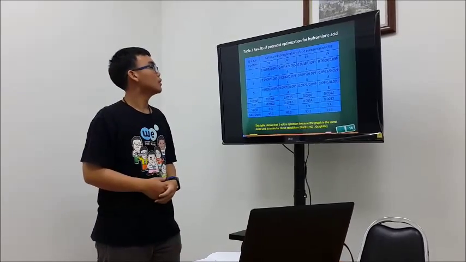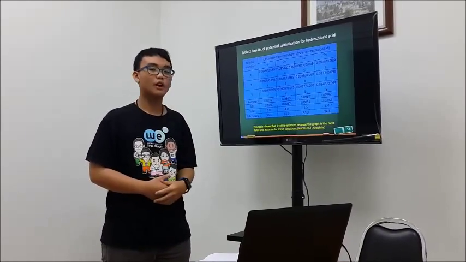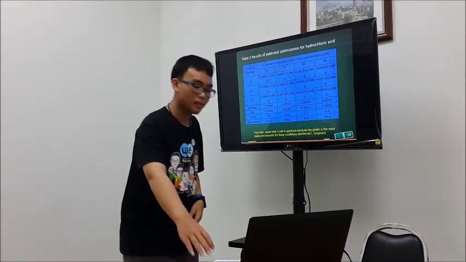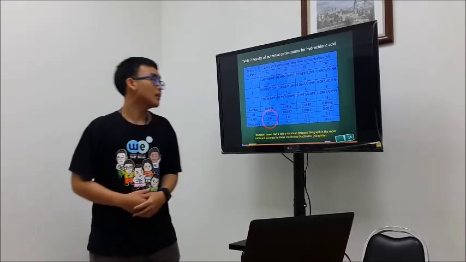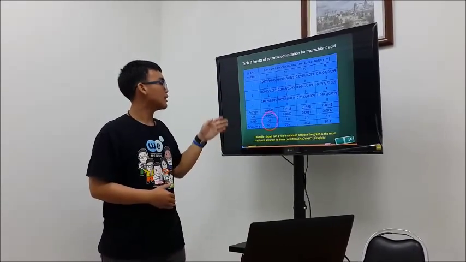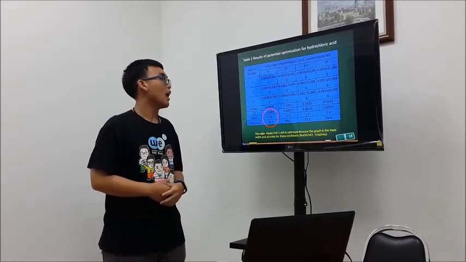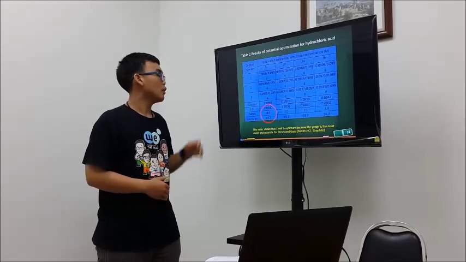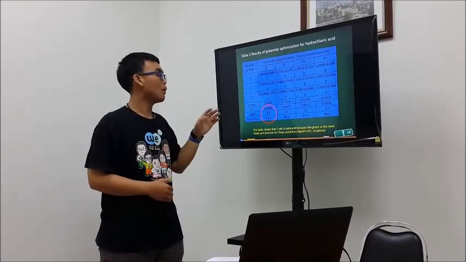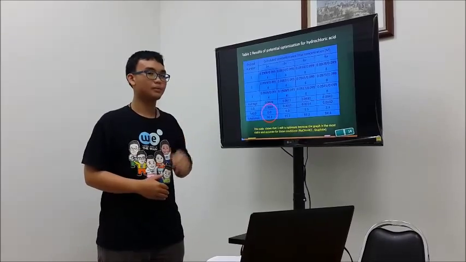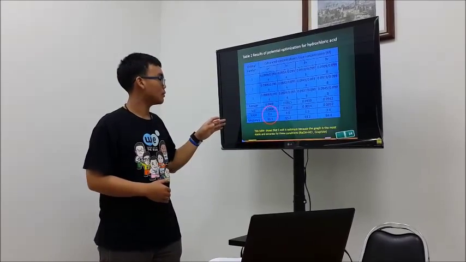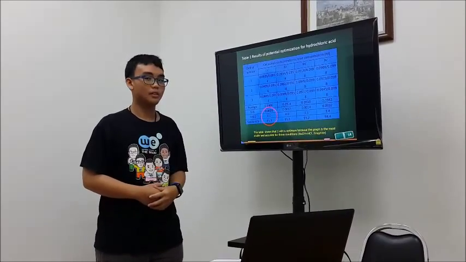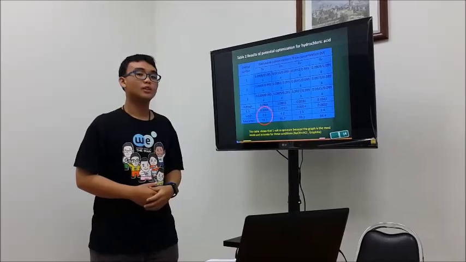Table 2. You can see the results of potential optimization for hydrochloric acid. The table shows that the SD and RSD of 1 volt are less than the others. It means the value of 1 volt has less deviation. Overall, the accuracy of 1 volt is higher than the others. So 1 volt is the suitable voltage.